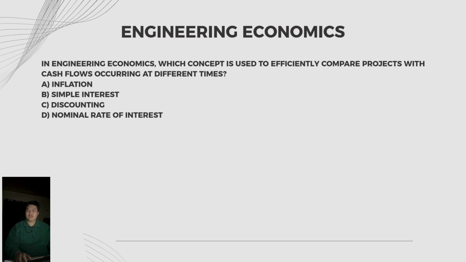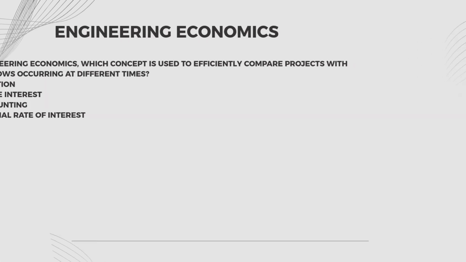In engineering economics, which concept is used to efficiently compare projects with cash flows occurring at different times? Inflation, simple interest, discounting, or nominal rate of interest? And the answer will be C, discounting.